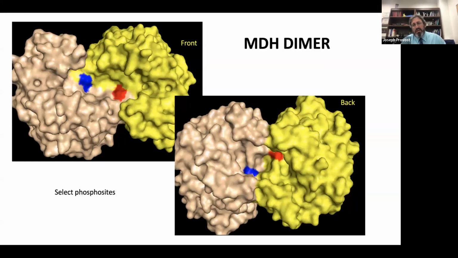Again, what's really neat is if you look at the front and back of those three amino acids, the phosphorylation sites are highlighted in red. These amino acids are highlighted in blue. So not only are they at the interface, but from both the front and the back, they're surface accessible. You can see where phosphorylating that could potentially separate or shift those dimers.